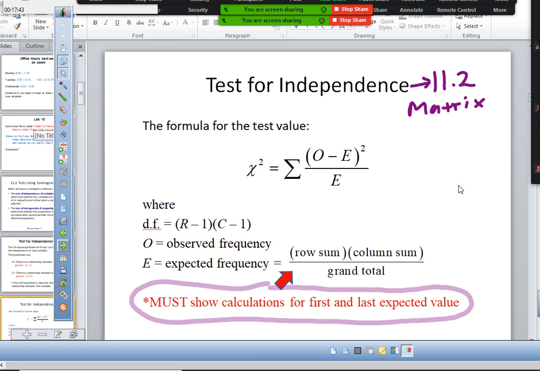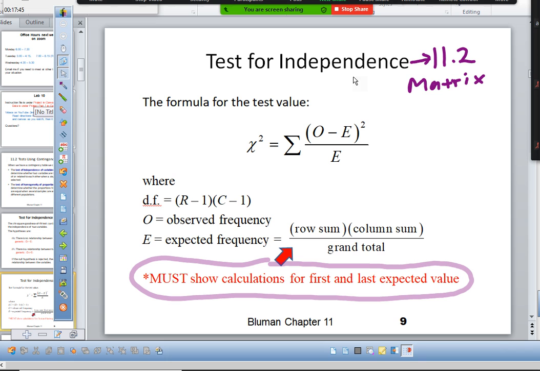For this test, it's our step 3 again: your observed value minus your expected value, squared, divided by your expected, for each category, and then you're going to add them all up. This is the 11.2 chi-squared matrix section, right? So that's how you know your data is going to be a matrix. And don't forget you have to show your expected frequencies. I don't make you calculate all of them, just the first one and the last one to prove to me you know how to do it.